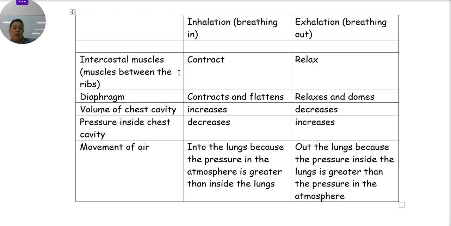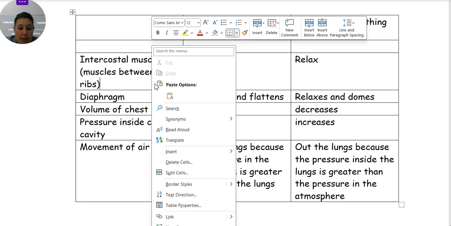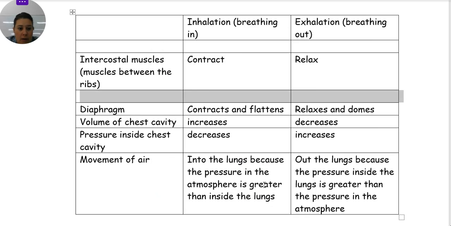The first thing is you've got all these little muscles in between your ribs called the intercostal muscles. When you breathe in, all of those muscles contract, and as they contract, they pull your ribs up and out. I'm actually going to add that here. So your ribs move up and out. Your diaphragm, which is normally like this, contracts and flattens like that as you breathe in.